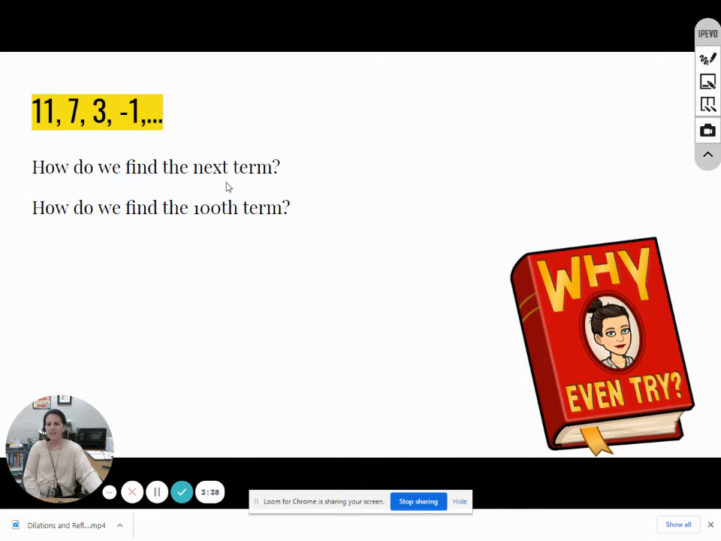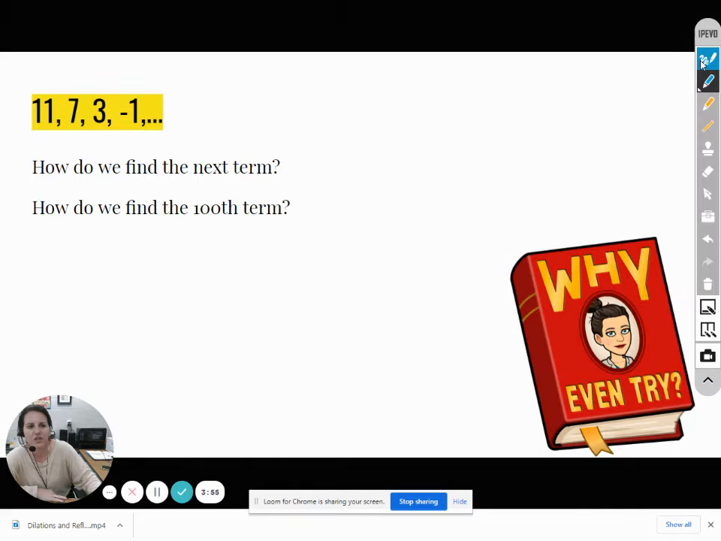Okay, so moving on to our next slide. How do I find the next term? Well, we just covered how to do this, so I want you to take a minute to pause the video and write this down and find the next term for me. Okay, so first I'm going to identify, this is my first term. This 11 is the first term of the sequence.